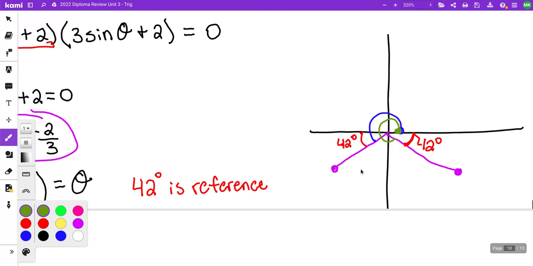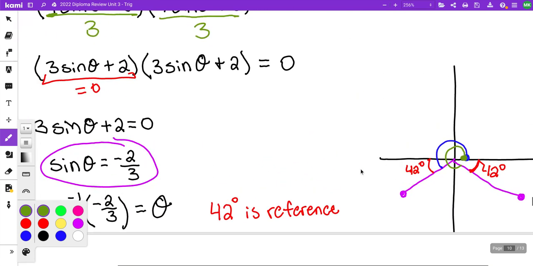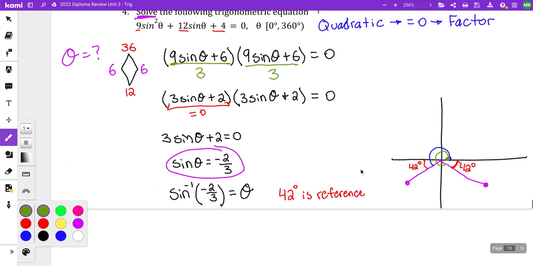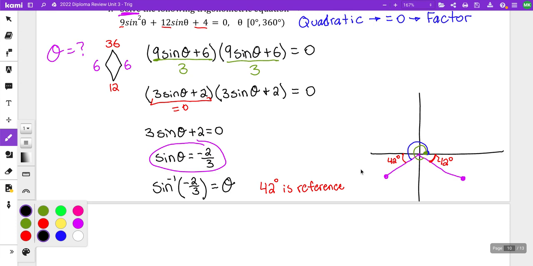I went a little fast on why that's the two quadrants I was in. I'm in those quadrants because sine, the y value, had to be negative. Right? That's why I built those two quadrants. That means my answer is 222 degrees and 318 degrees.